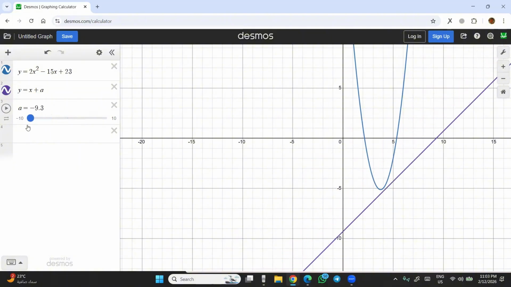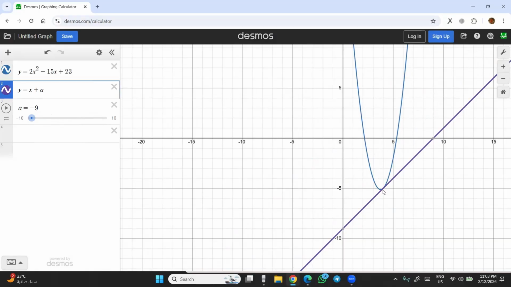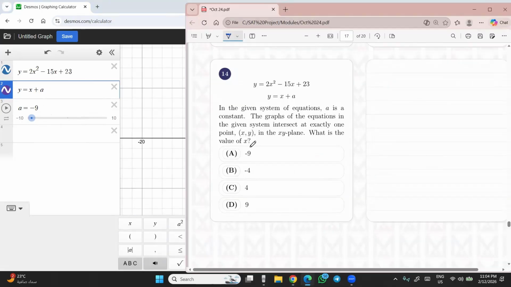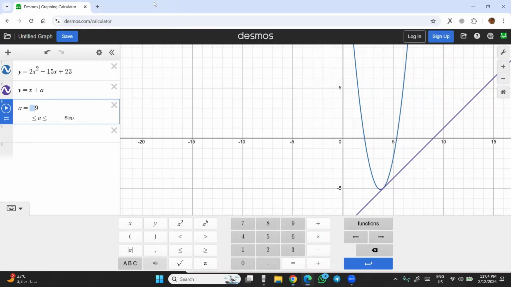Look at this. Yes, that's it. So just put your mouse here and you find that the point has x and y, 4 and negative 5. We need to focus on the 4 because 4 is the value of x. So x here is equal to 4 because the question says find x. But I know that a is negative 9, but this is not our concern. So be careful not to choose negative 9. The value of x is equal to 4, and that's a very easy method to use.